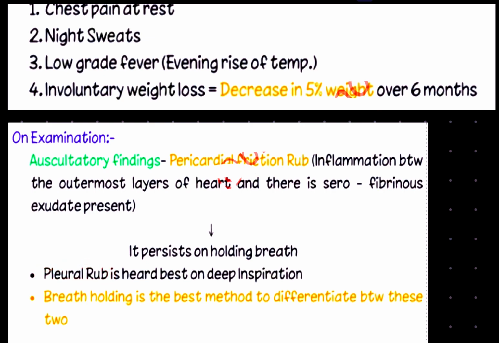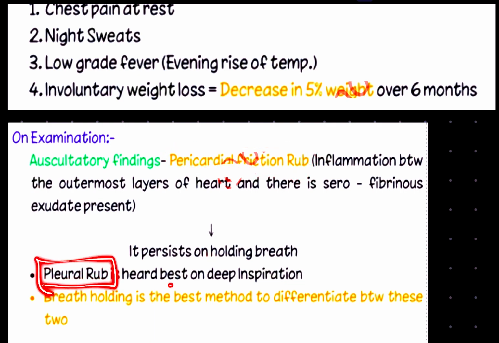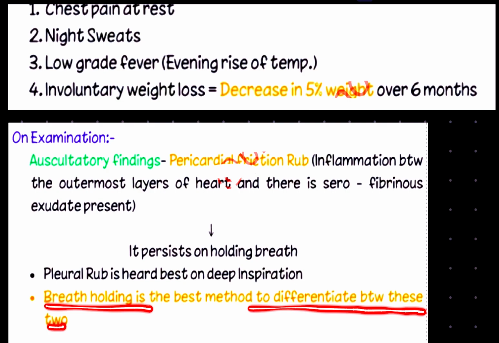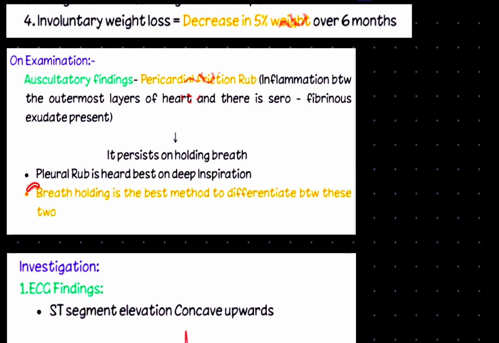So if we are not breathing at the time, we are able to hear pericardial friction rub, because it has nothing to do with lungs. It is originated from the pericardium of the heart. But pleural rub is originated from lungs, so on holding breath, it is not heard. On taking deep inspiration, pleural rub is best heard. So breath holding is the best method to differentiate between these two, pericardial friction rub and pleural rub. On holding breath, we can hear pericardial friction rub, not pleural rub. This is the best technique to differentiate these two things.